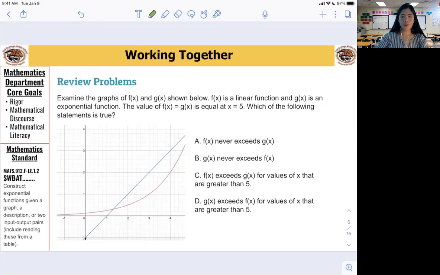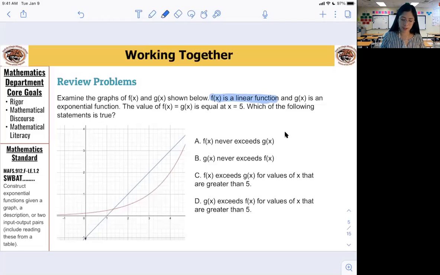Let me know in the chat, which one is linear? Blue or red? What do we think? F of x is the blue one. Good, f of x is the blue one, because linear functions, it's all in the name. A linear function is a straight line. So that blue is a straight line that is linear.